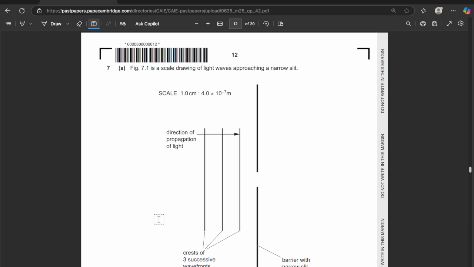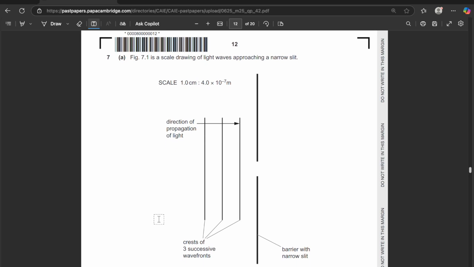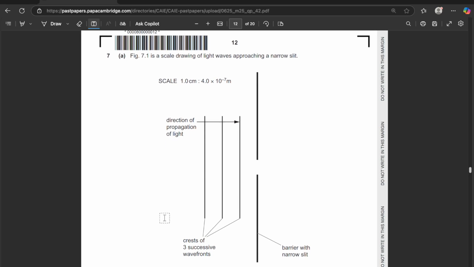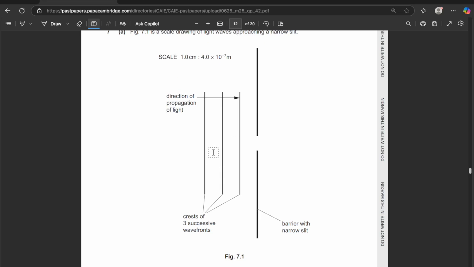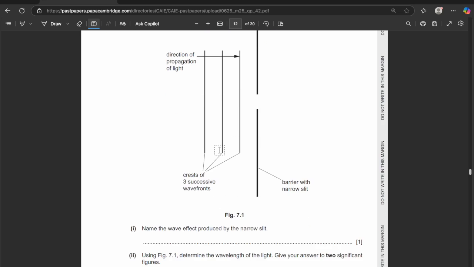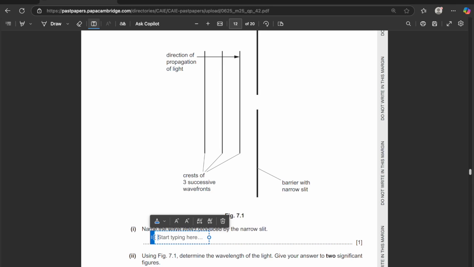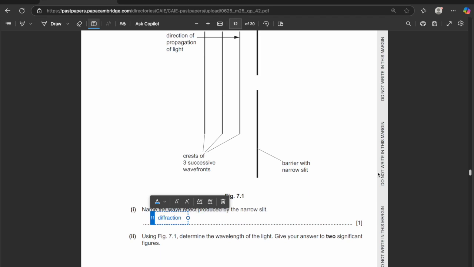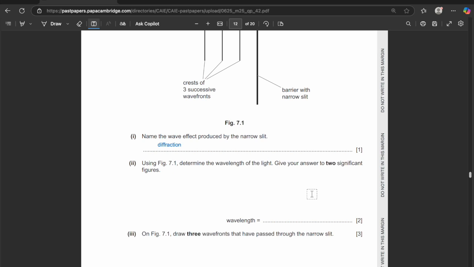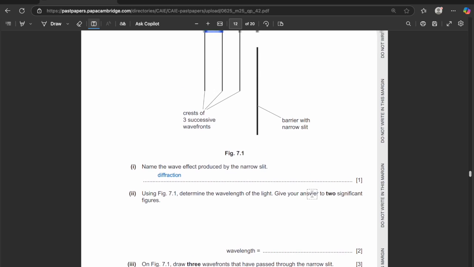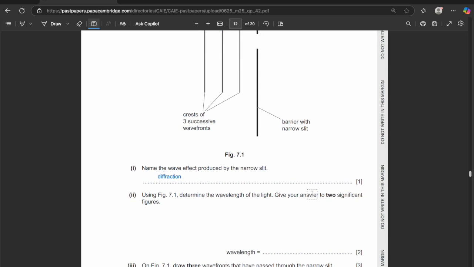Figure 7.1 is a scale drawing of light waves approaching a narrow slit. So looking at the diagram, it will ask you about diffraction, right? So 1, name the wave effect produced by the narrow slit: diffraction. 2, using figure 7.1, determine the wavelength of the light. Give your answer to 2 significant figures.